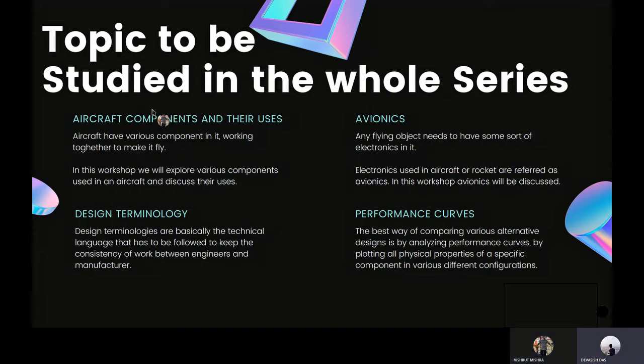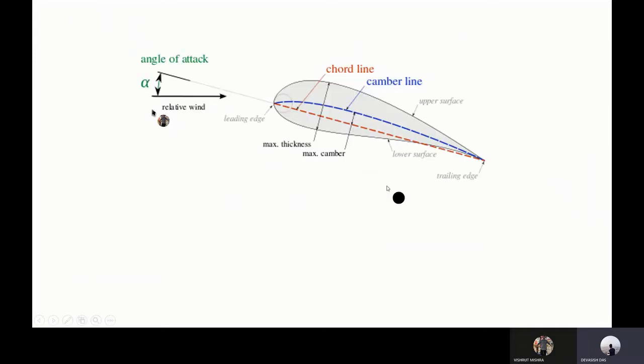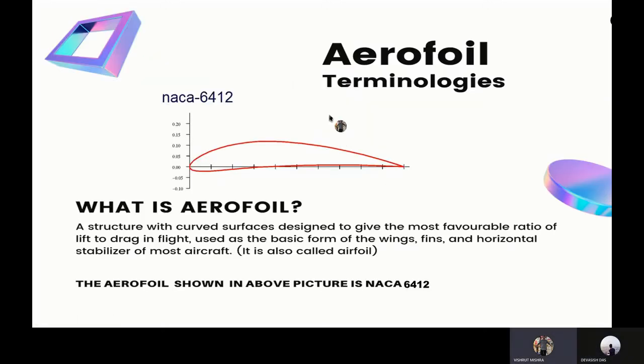So, what according to you forms the basis of flying an aircraft? Of course, it's wings. But wings themselves have a special cross-section, and the shape of that cross-section is called an aerofoil. So here we come to our first topic, aerofoil terminologies. Here we have given a technical definition of an aerofoil; you can go through it.